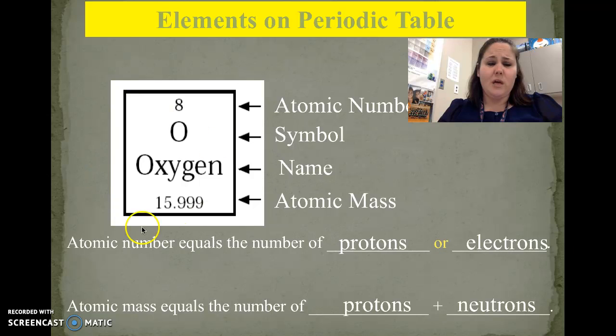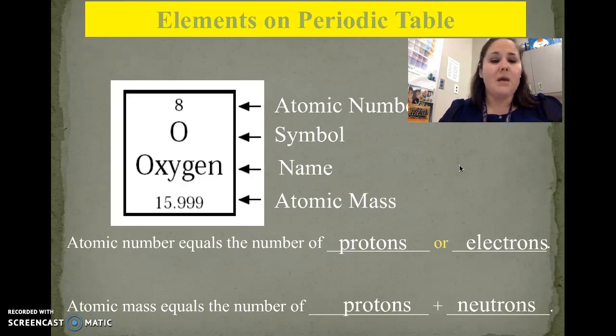So quick review, looking at a periodic table square, okay? The top is the atomic number. The atomic number is the amount of protons. It can also be the amount of electrons because they are the same amount in every atom. Protons and electrons are always the same. Protons are positive, electrons are negative. Protons are in the nucleus, electrons are on the outside.